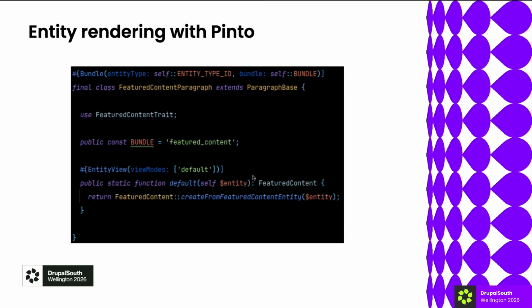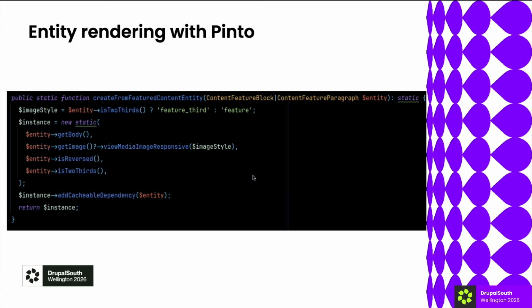Cool. So let's look at what that factory method might look like. In this case, my client wanted to be able to use both paragraphs and blocks for the same component, so we didn't have to build the rendering twice. We just use one Pinto component, set up a trait that's shared by two bundle classes, and we basically take the entity, pass it into the constructor of the component, that then gets translated automatically by Pinto into a render array, and everything else is done for us. We do this once, and now we've got both paragraphs and blocks.